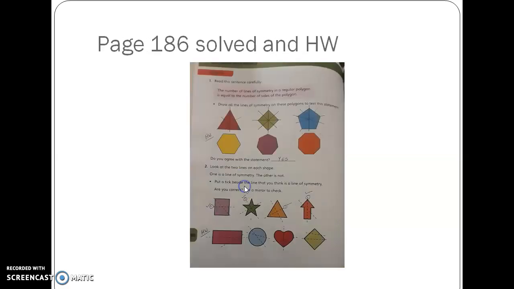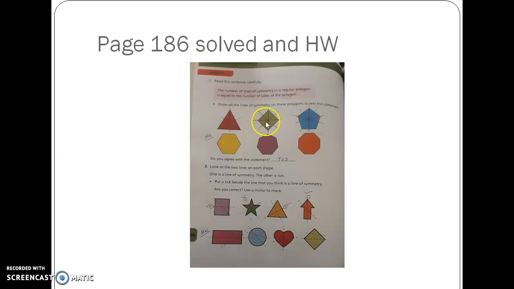Okay, now let's come back. So, you see, I have drawn the lines. I will just explain to you this triangle. In the triangle, how many sides are there? 1, 2, and 3. Can you see? How many lines of symmetry are there? 1, then 2, and 3. So the number of lines of symmetry on these polygons is equal to the number of sides of the polygon.